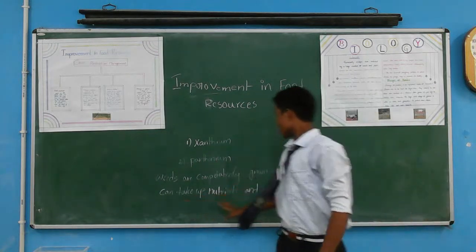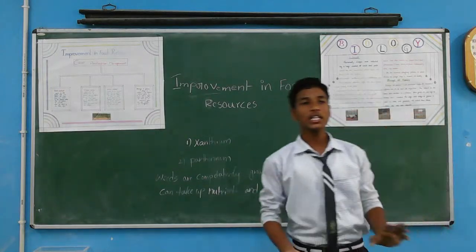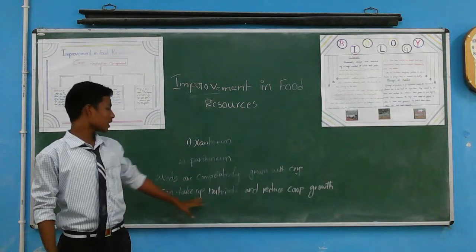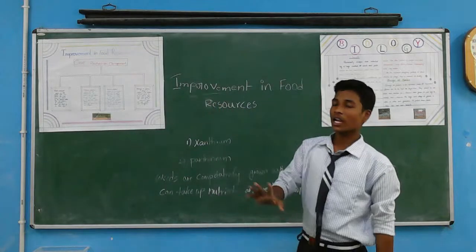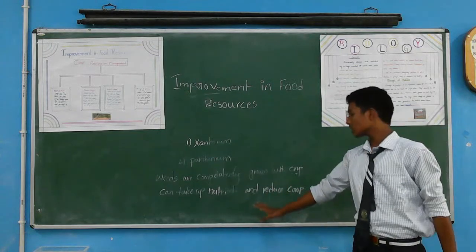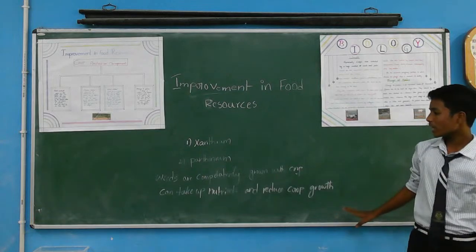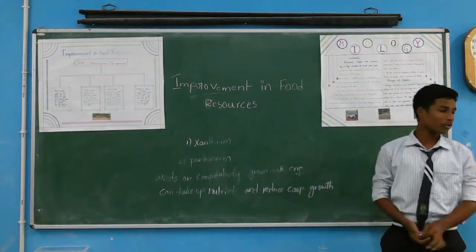These weeds can take up the nutrients and reduce the crop growth. How can they reduce the crop growth? These weeds take up the nutrients which are available in the soil. Due to the lack of nutrients in the soil for the crops, the crops automatically reduce their growth. So in this way, these weeds can reduce the crop growth.